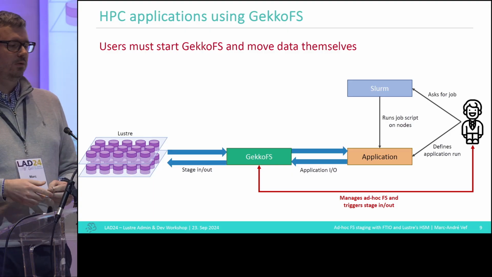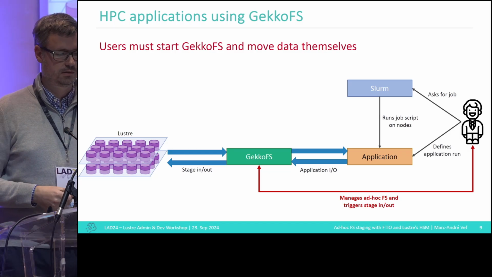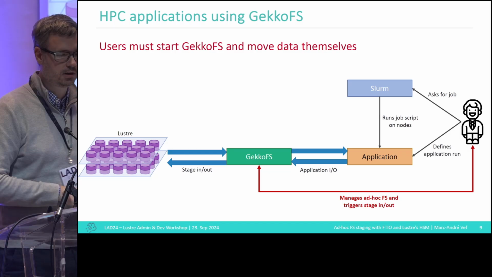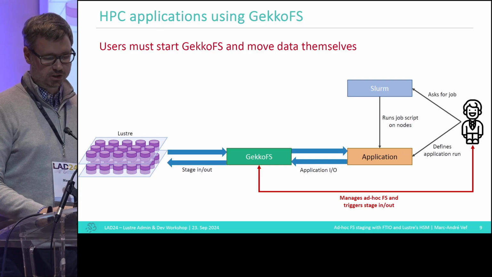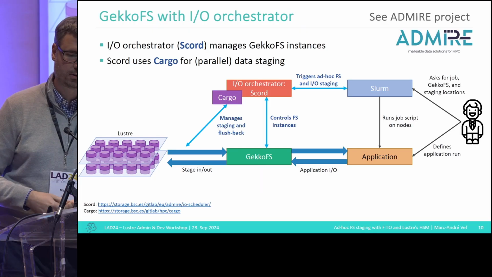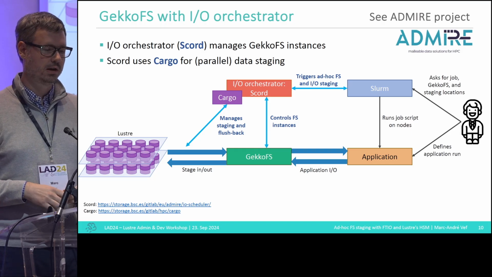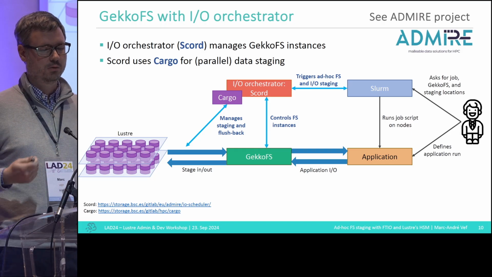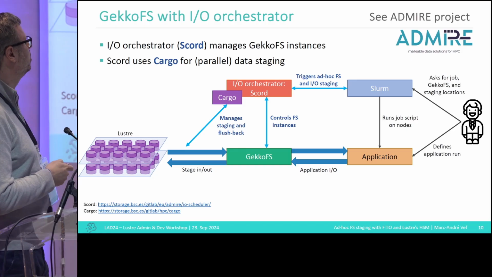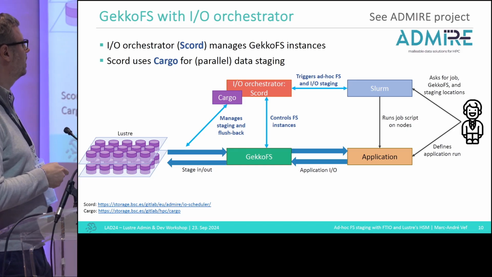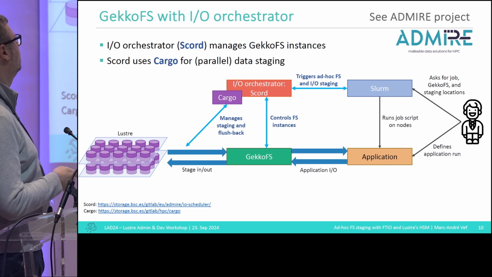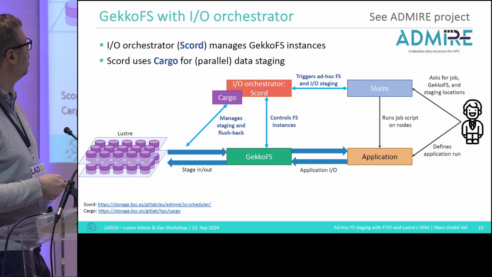We were at that point. Users need to start their own file system, right? So this is now red line because it's actually not good. And instead in the project, what is happening is that we have different components now as well. So we have the I/O orchestrator that is called SCORD, that is developed in the Barcelona Supercomputing Center, which is an additional component and basically just manages all these GekkoFS instances or any other ad hoc file system.